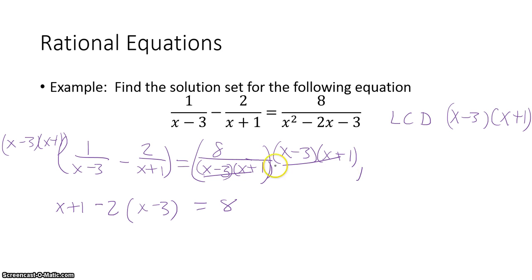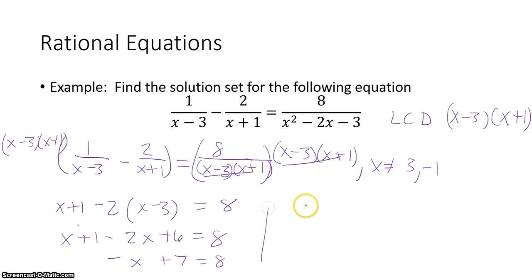One thing I forgot to do here is we need to be sure that x is not equal to 3 or minus 1. So we need to put those restrictions on our domain. Let's finish solving this linear example. x plus 1 minus 2x plus 6 equals 8. Minus x plus 7 equals 8. x equals what? Minus 1.